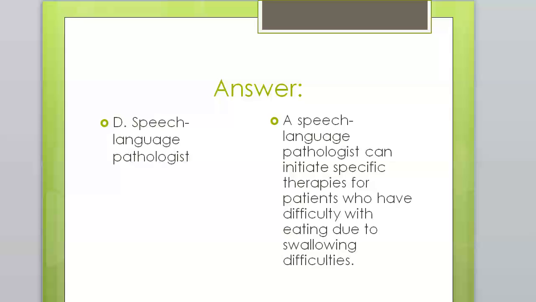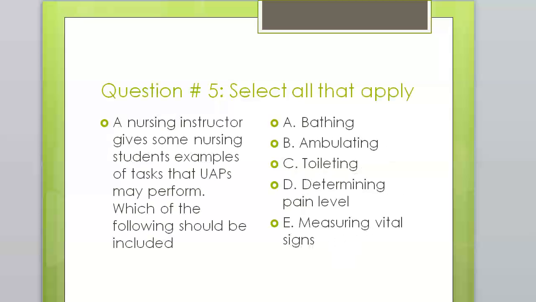All right, number 5, another select all that apply. A nursing instructor gives some nursing students examples of tasks that UAPs may perform. Which of the following should be included? Can they bathe, ambulate, toilet, determine pain level, and measure vital signs? Think about this answer, okay? And the answer is A, B, C, and E.